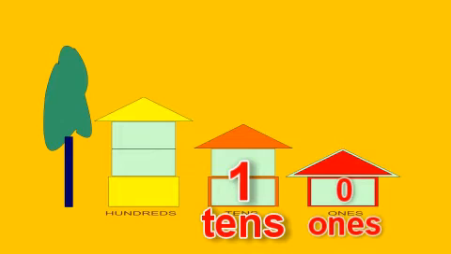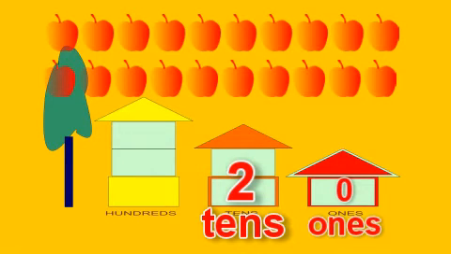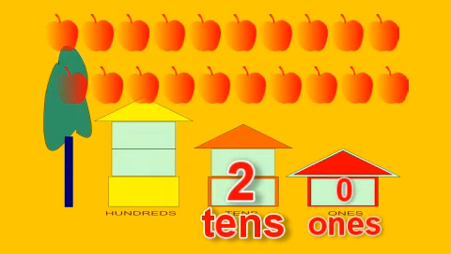Ivy continued to harvest the apples. She will place them again at the ones place. Ivy continued to harvest apples until she got another set of 10. She will now record it as 2 tens and, of course, 0 ones.